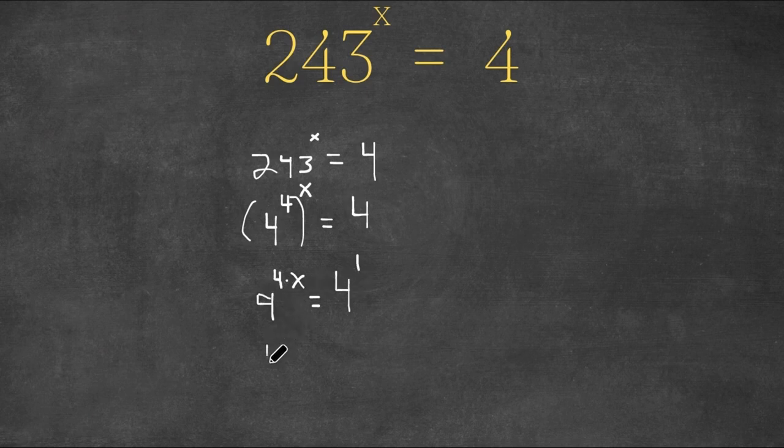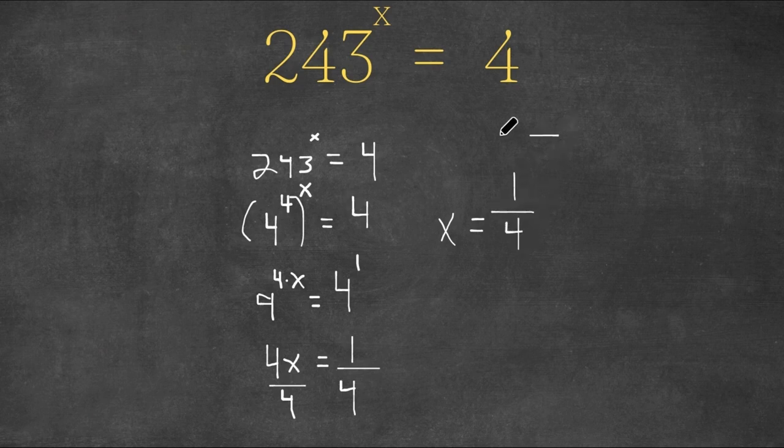We could write our equation 4x, or 4 times x, equals 1. We're setting our exponents the same because if our bases are the same, then our exponents are as well. So now all we have to do is simply solve for x. I'm going to divide by 4 on both sides to isolate x, and we are left with x equals 1/4. And that's our answer to this problem.